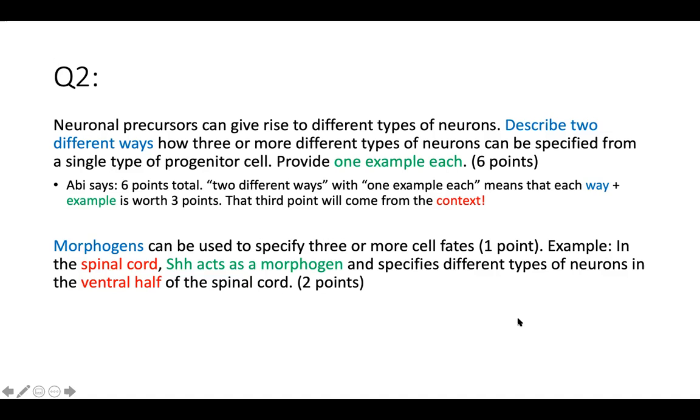So that extra point, a 2-point answer for this example would be morphogens can be used to specify 3 or more neuron types. Sonic hedgehog is one of these things. You'd get a point for saying sonic hedgehog.